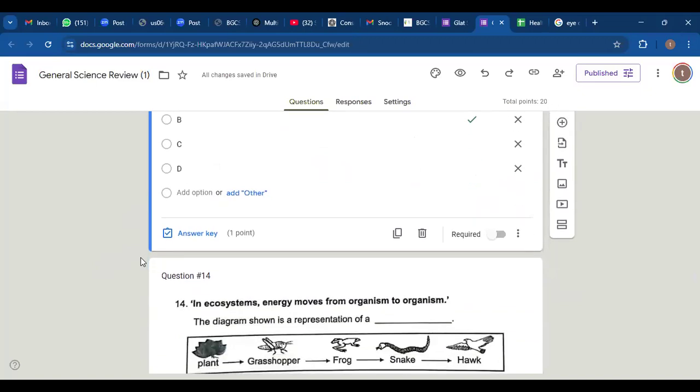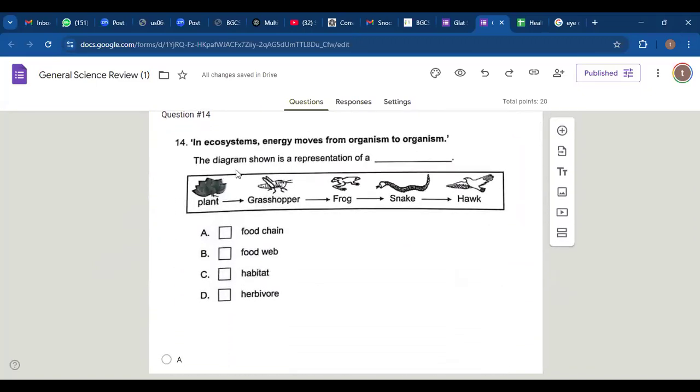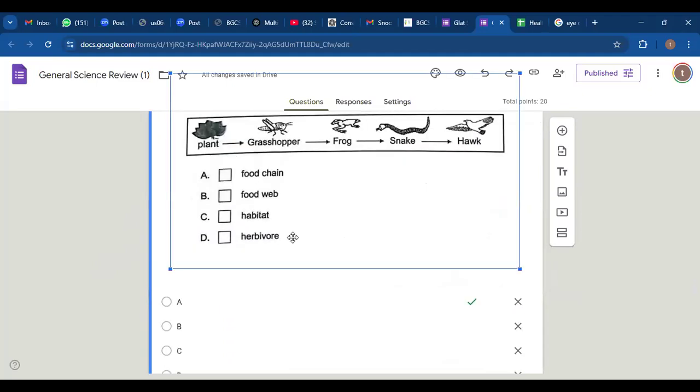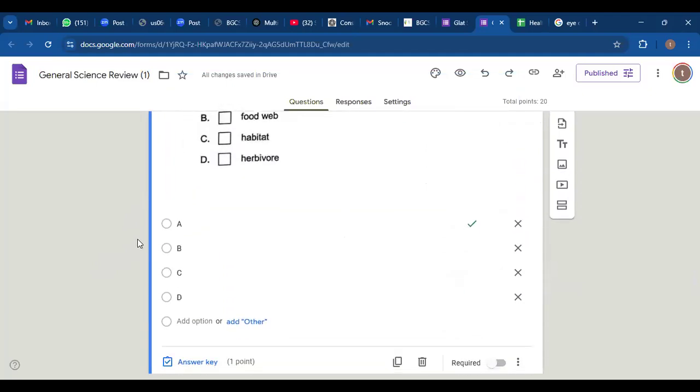B. Number 14. In ecosystems, energy moves from organism to organism. The diagram shows a representation of a food chain. The grasshopper eats the plant, the frog eats the grasshopper, the snake eats the frog, the hawk eats the snake. Okay, pretty much.